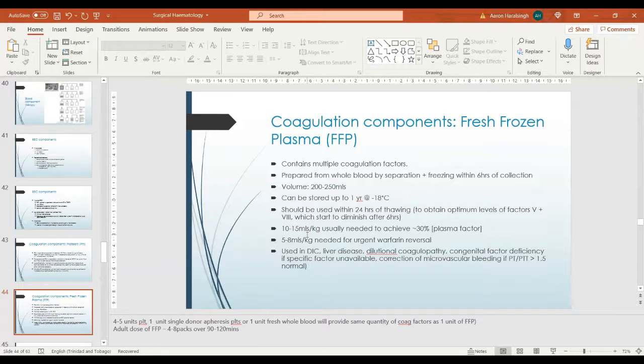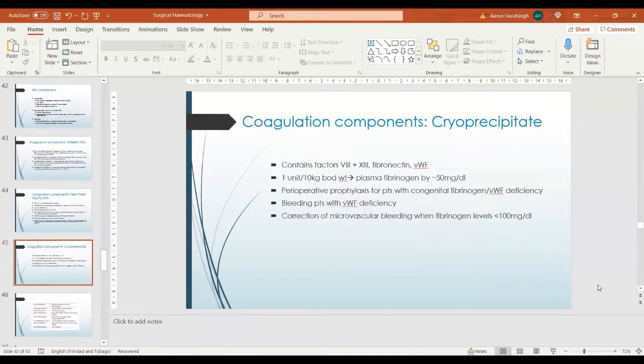About 10 to 15 mils per kg is usually required in order to achieve 30% of what is required, and about 5 to 8 mils per kg is needed for urgent warfarin reversal. It's used primarily in patients who have DIC, for people with liver disease or who have dilutional coagulopathy, as may occur with massive transfusions, who have congenital factor deficiency if that specific factor is not available. And it's also used to help correct microvascular bleeding if you've got an INR that's greater than 1.5.